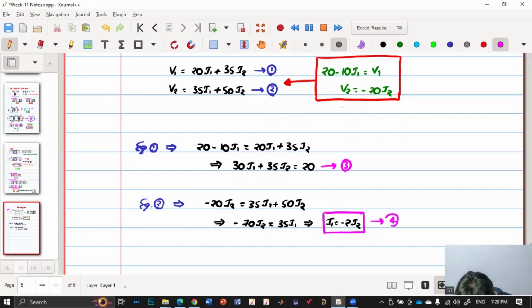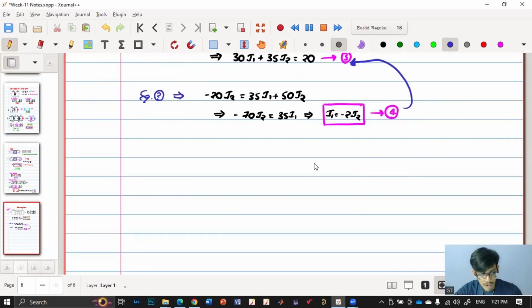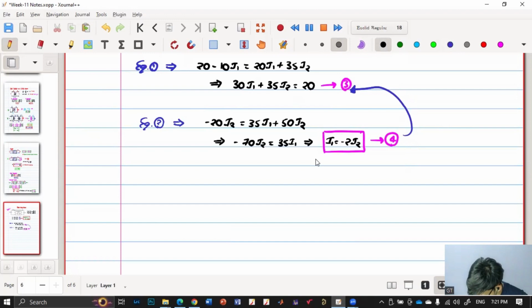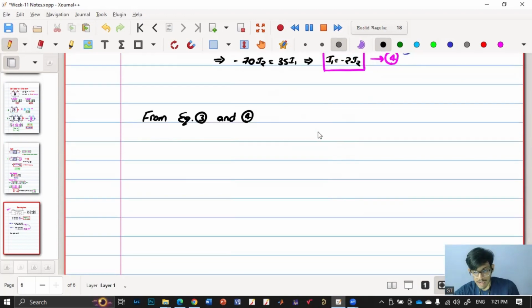Now if we substitute equation 4 in this expression, we'll get I1 as well as I2. So from equations 3 and 4, you will get I1 and I2. And if you calculate, you will get I1 as 1.6 ampere and I2 as minus 0.8 ampere.